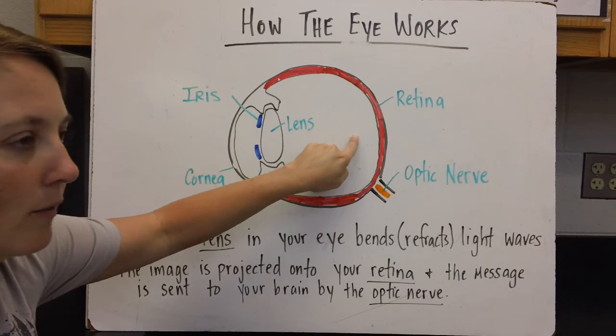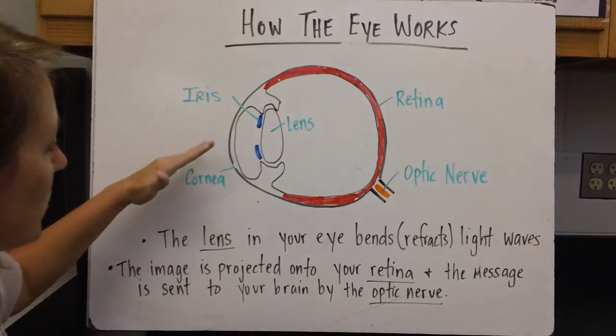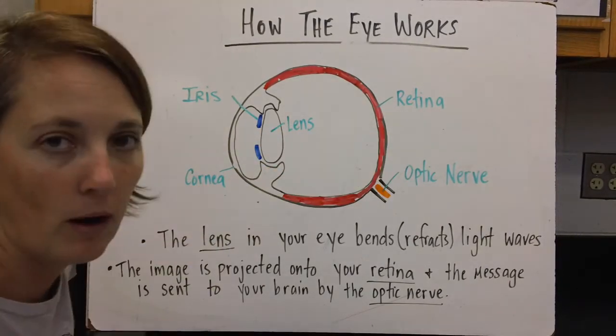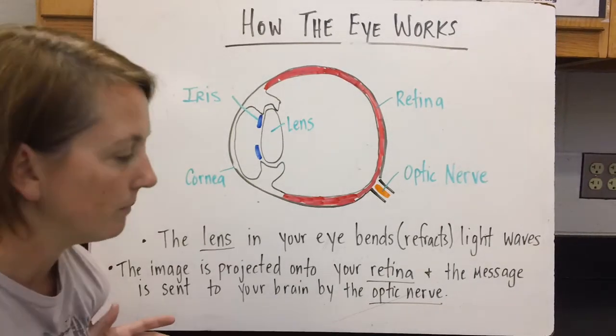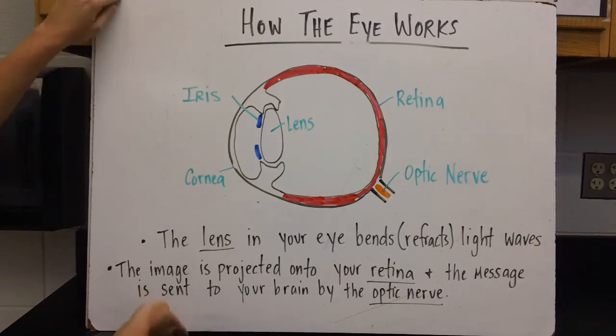Okay, if you have trouble seeing close up, you are farsighted. When the image is bent through the lens, it actually gets projected behind the retina, and that's why you can't read small print and things like that if you wear glasses to read. Okay, and we're going to talk about those conditions in lab work as well.